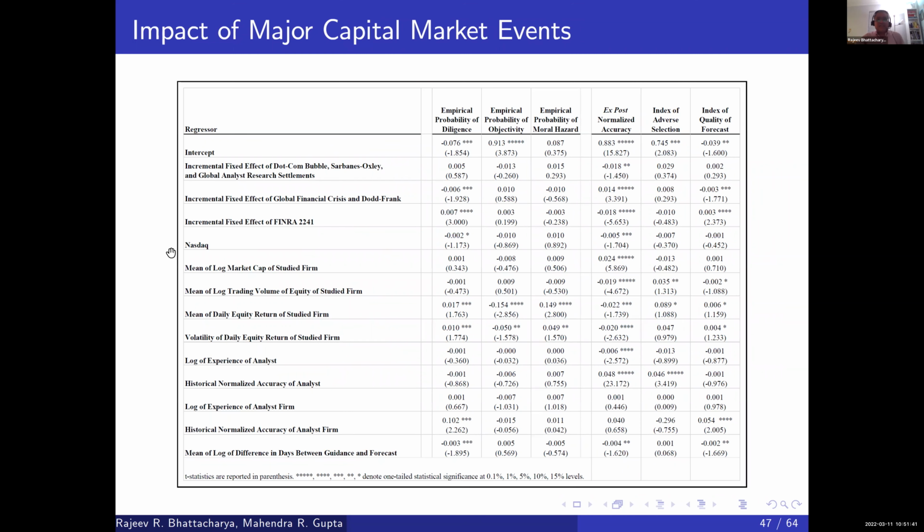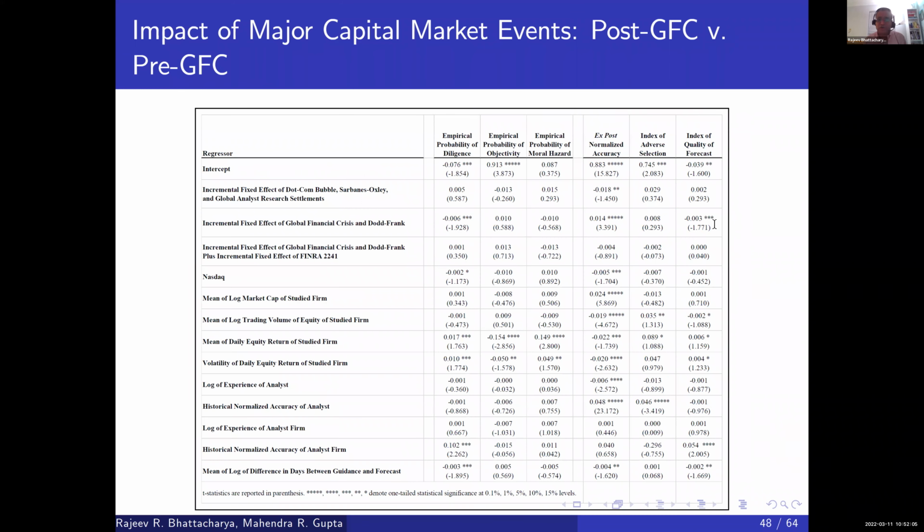So the interesting thing is, look at the incremental effect of FINRA 2241, which is the fifth row. The empirical probability of diligence increased significantly. Quality of forecast increased significantly. So if you were FINRA, you'd be like, cool, this is great. But let's think about it a little further. We add on the incremental effect.